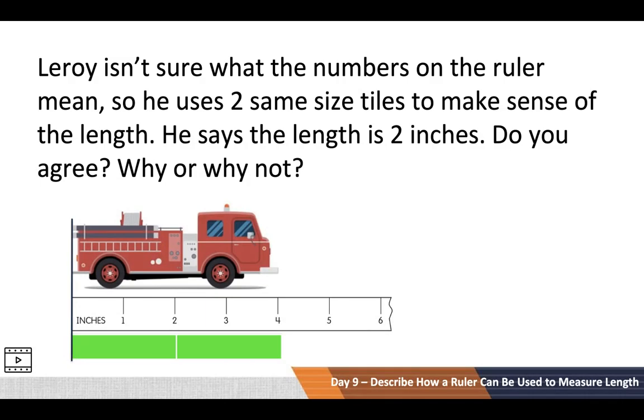Leroy isn't sure what the numbers on the ruler mean, so he uses two same-sized tiles to make sense of the length. He says the length is 2 inches. Do you agree? Why or why not? So I disagree with Leroy because these rectangle tiles he's using are not standardized units and they are not inches. In fact, each of these rectangles appears to be 2 inches long instead of 1 inch, so we're not using that to measure. It turns out that the truck that he's measuring is actually 4 inches.